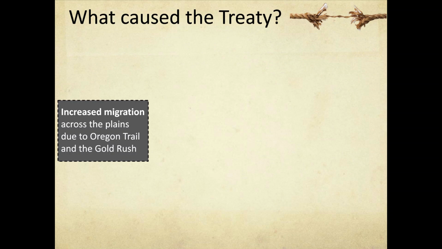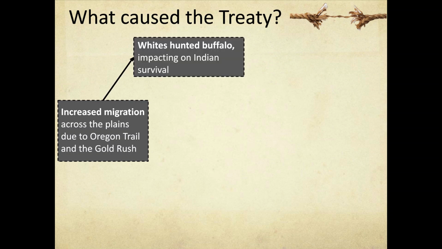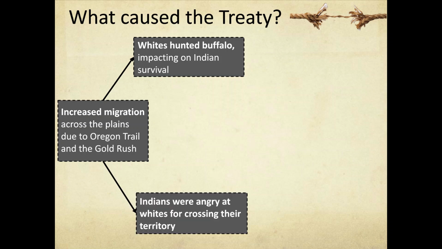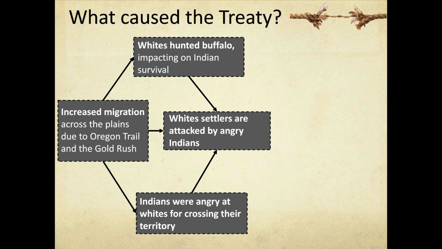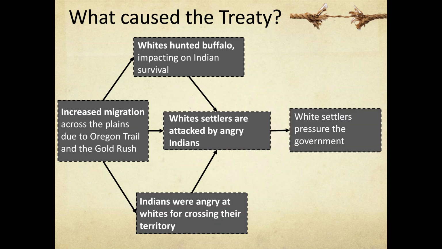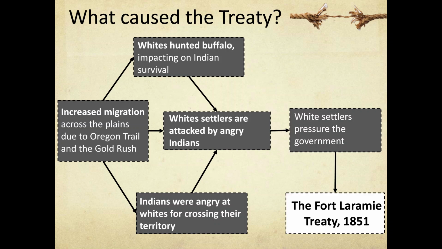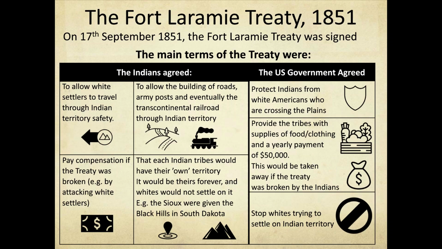Increased migration across the plains due to the Oregon Trail and the gold rush. Whites were hunting buffalo, which impacted on Indian survival. Indians were angry at the whites crossing their territory. The white settlers were attacked by angry Indians. White settlers pressure the government to do something about it, which leads to the Fort Laramie Treaty of 1851.